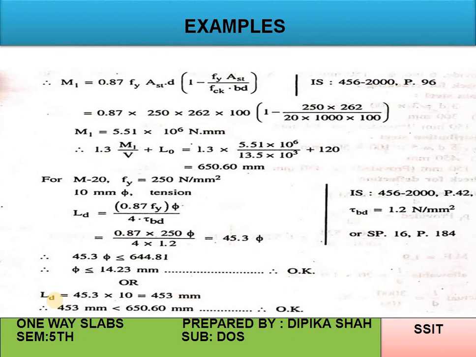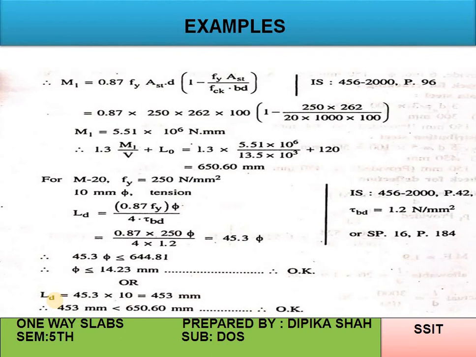So we will put the value of tau BD as 1.2 Newton per mm square from IS 456-2000, page number 42, and put the value of fy as 250. We will take phi as phi, so we will find Ld is 45.35 phi. So here 45.35 phi is less than 644 into 81, so phi should be less than or equal to 14.23 mm, right?